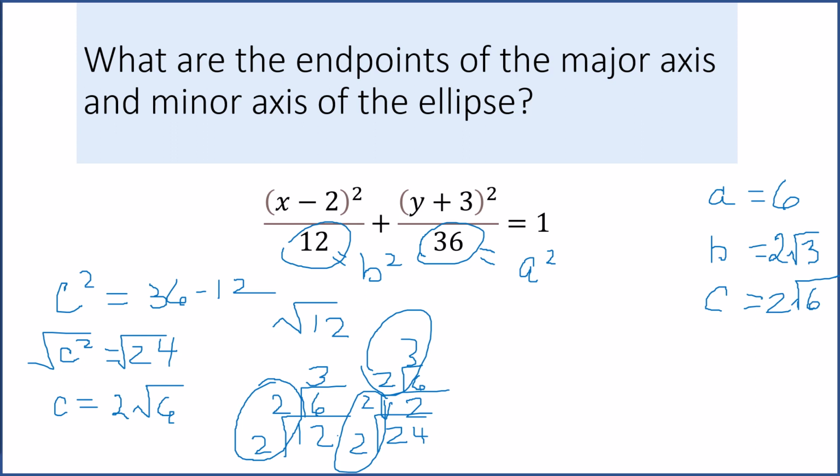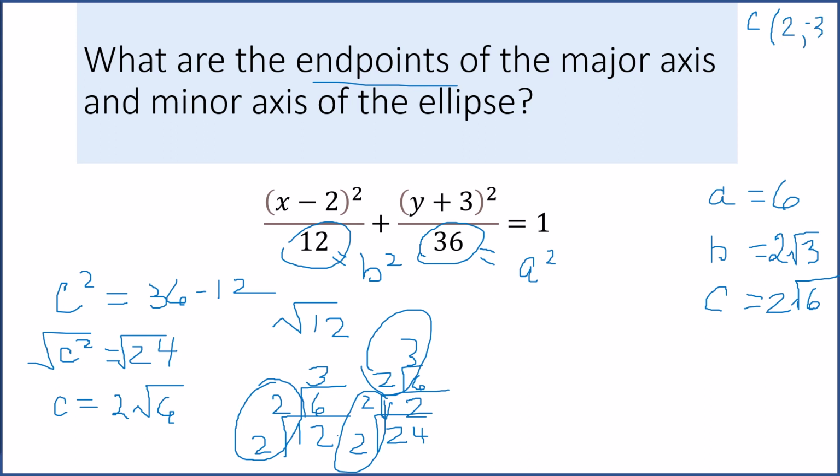All right, now we didn't need to find C because it didn't ask for the foci. It just asked for the endpoints of the major and minor axes of the ellipse. So let's start with the center. We'll go back up to the top here and put the center. So the center is (2, -3).